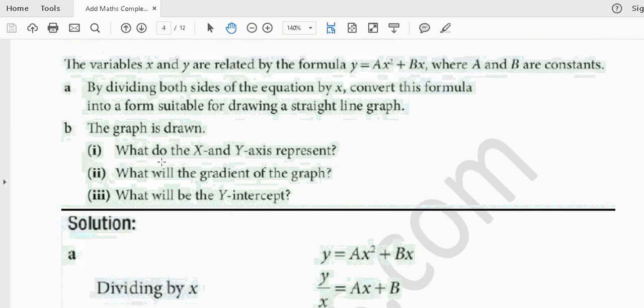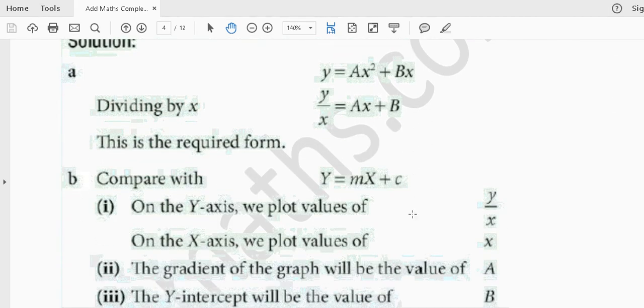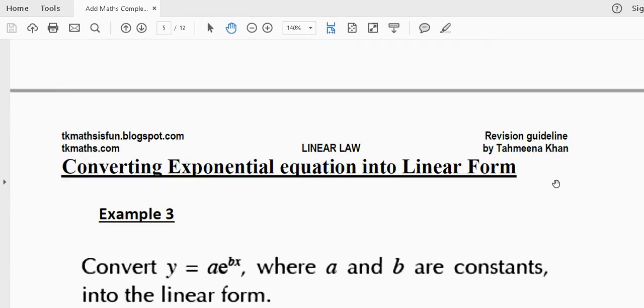where the question is asking what the x and y axis represent, and what will be the gradient of the graph? So when you rearrange it in a particular form, you will be able to do it. So you can see it here. It's a very basic thing and how you are describing it. It's not only about knowing how to apply the question, but you should be able to interpret it, because interpretation of the question shows how much you understood the concept.